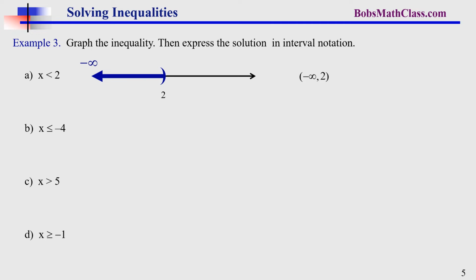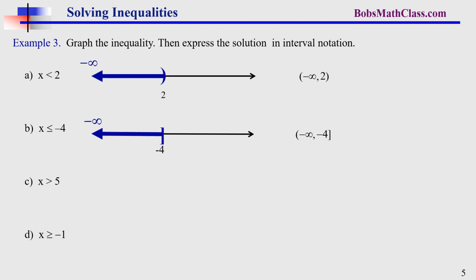For part B, same thing. We're going to put -4 on the number line, and then we're going to shade to the left. Since it has the equals, we're going to use brackets. So this one will be negative infinity, comma, -4, brackets. Remember, infinity or negative infinity is always parentheses.